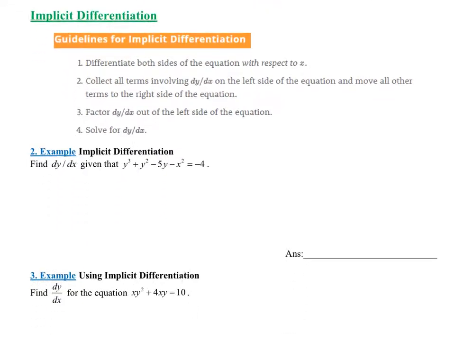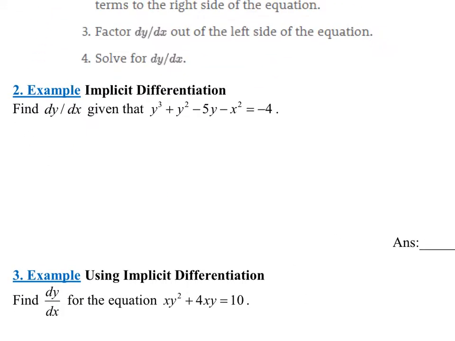So let's go ahead and do that with example 2. The first thing we want to do is take the derivative with respect to x of both sides of this equation. If the two sides are equal, then their derivatives are equal, okay? So let's differentiate each term individually. What's the derivative of y cubed? Well, that would be 3y squared. Don't forget your y prime. Plus, what's the derivative of y squared? Well, that would be 2y to the first, or 2y times, don't forget that y prime. Minus 5 times the derivative of y, again, that's y prime. And then minus the derivative of x squared, it would be minus 2x.